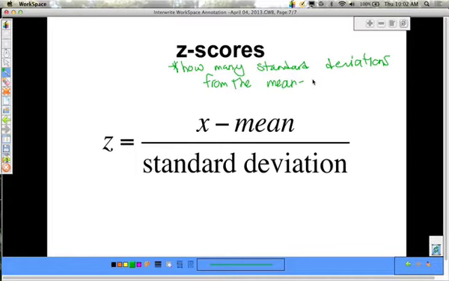And it can be either above, or you can have a z-score that's negative, below. And it's pretty easy the way you do this. You take your value. Well, she scored 600. In our case, 600, the mean was 500, and you divide it by 100. So 100 over 100 is 1. So she was 1 standard deviation above the mean.